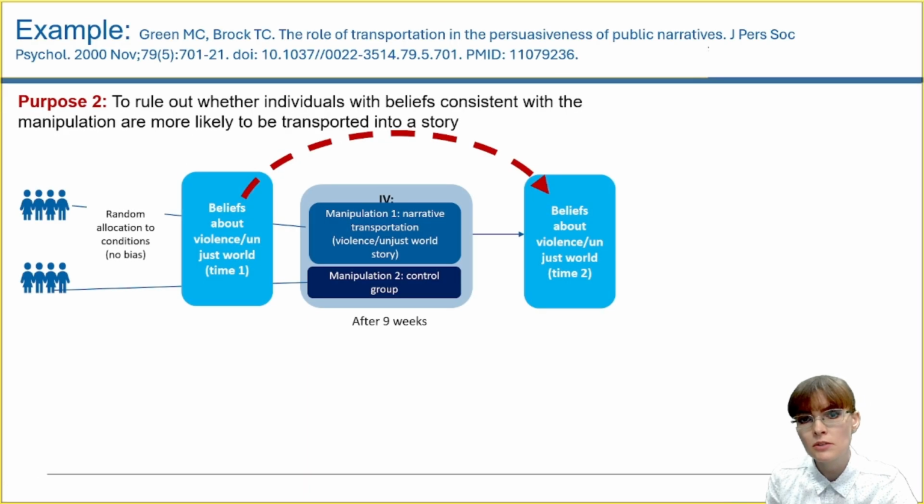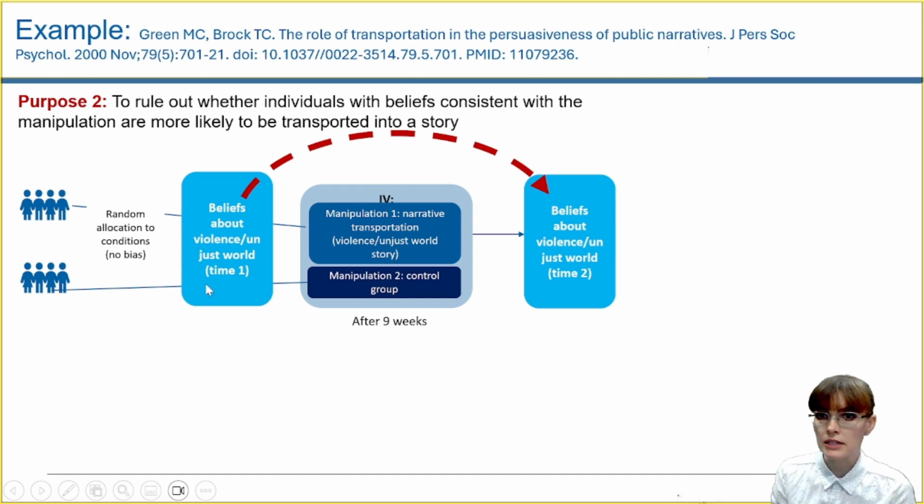They had several sets of interventions where the first one was a narrative transportation into a violent, unjust world story, and the second manipulation was a control group. And they wanted to see whether their narrative transportation into the story would affect the beliefs about violence and unjust world. They hypothesized that perhaps the changes or variations in the belief that they observe at time 2 may be to some extent explained by the beliefs about violence and unjust world at time 1.